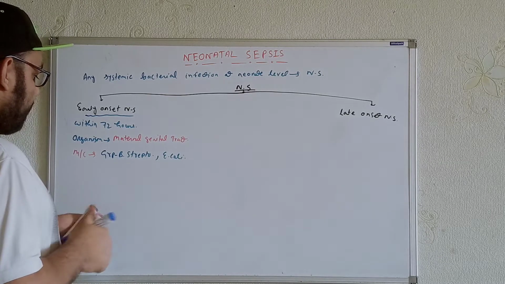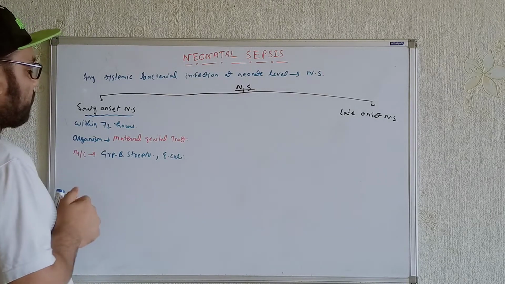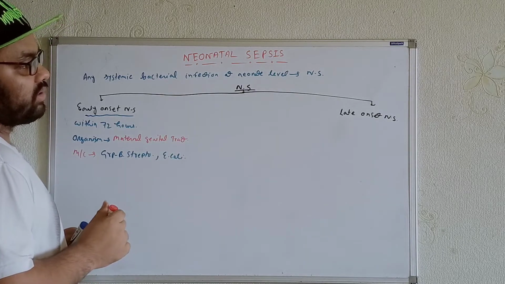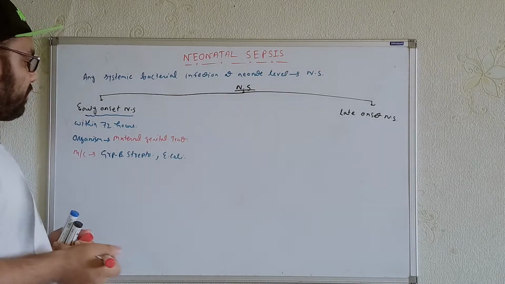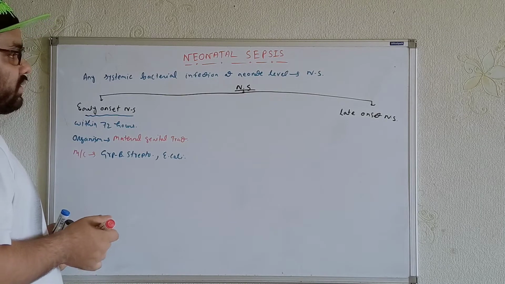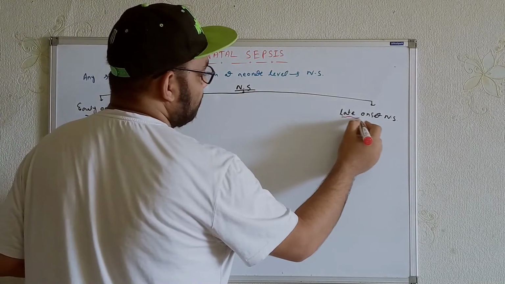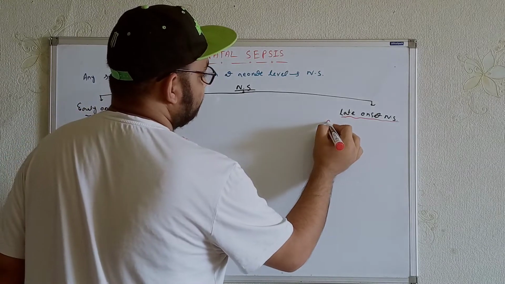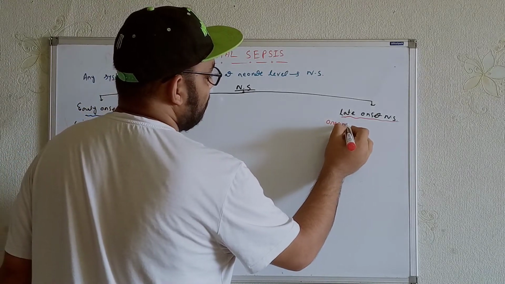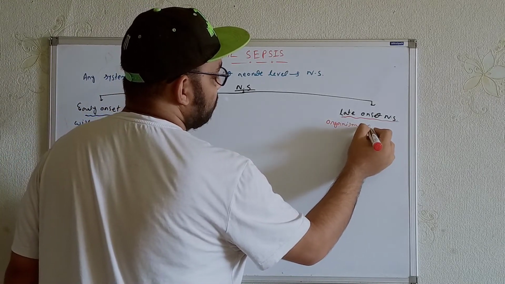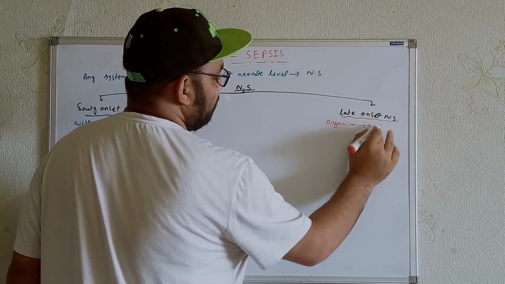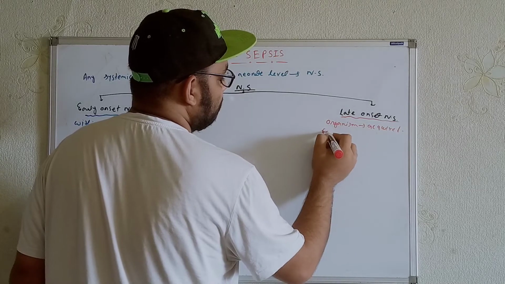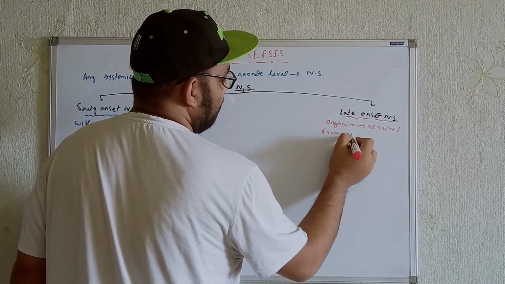Now we need to know what the risk factors are in early onset neonatal sepsis and in late onset neonatal sepsis. Now see, in terms of late onset, in these cases the organisms will be acquired from the environment.